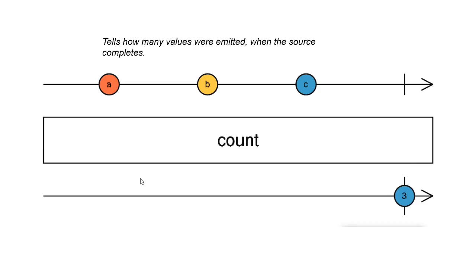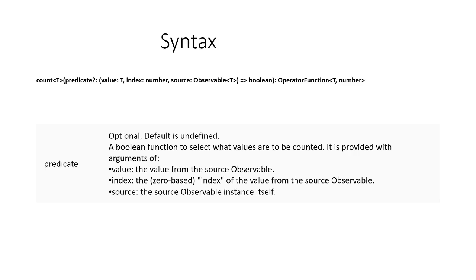The count operator tells how many values are emitted from the source when it completes. On the top we have our observable which produces the values a, b and c, and after that it will complete. The count operator takes all the values and then returns the number of elements that the observable has. So let's see the syntax for this count operator.